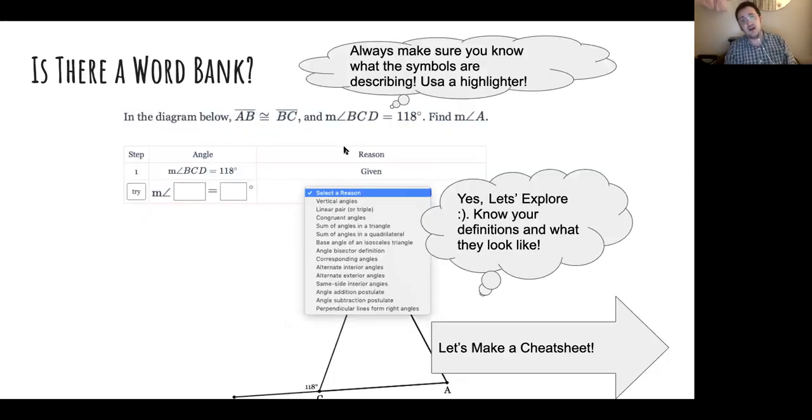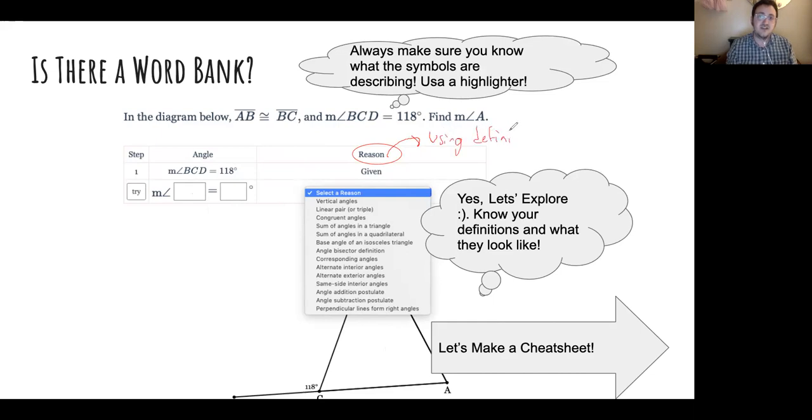All right, so I'm going to demonstrate what a Delta Math problem is going to look like after today's lesson. You're going to see diagrams, and you're going to be finding different angles in the diagram and then justifying. So here we have the steps, and on this side are the reasons, and the reasons are just concrete definitions from geometry. So we're using definitions from all of our geometry so far.